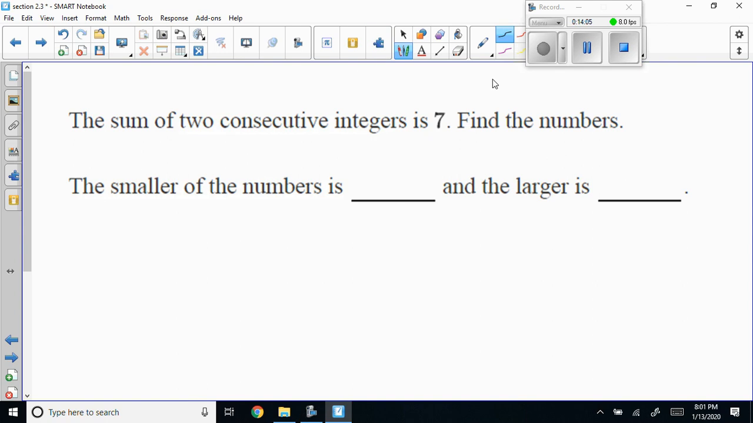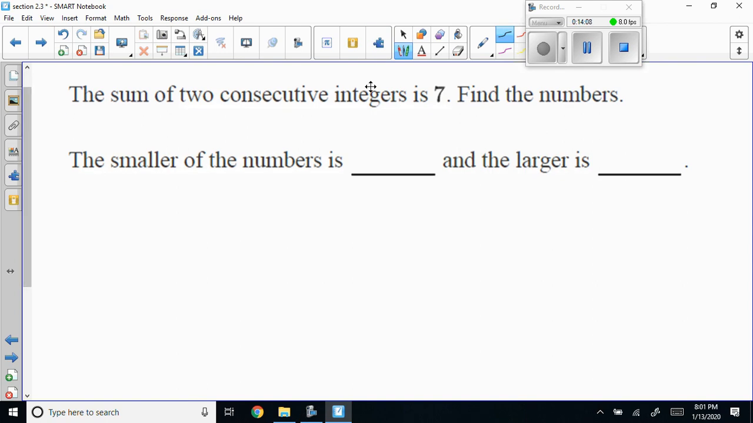Okay, so let's look at this. The sum of two consecutive integers is 7. Find the numbers. Smaller one's this, larger one's this. What does it mean when it says consecutive? Yeah, it's like one right after the other, right? I didn't realize that. Y'all know that? You know where I saw consecutive at? In baseball, consecutive at-bats. That's a stat. I didn't have a clue what that was. Depends on what you've been exposed to, correct? So consecutive is one right after the other.